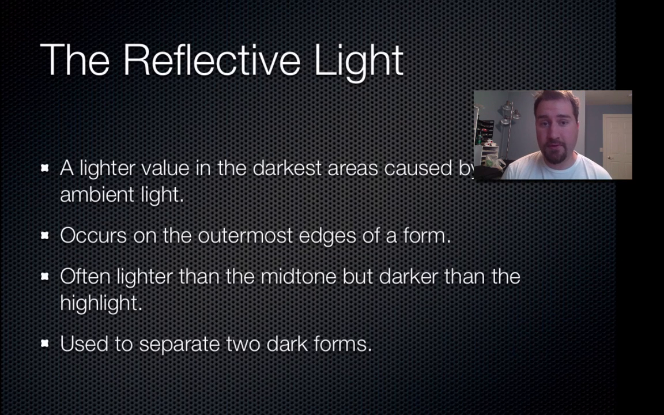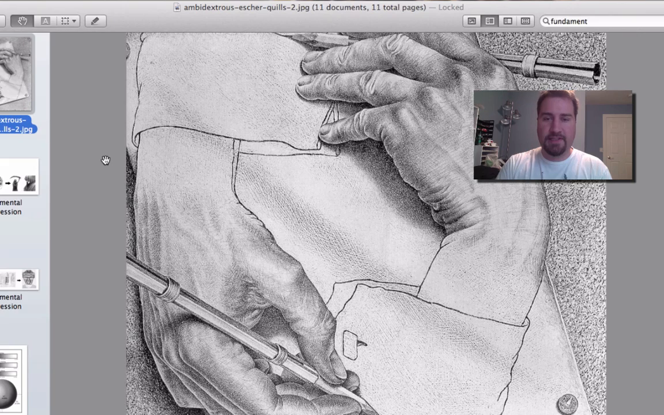Oftentimes, they're also used to separate two dark forms. If you took two dark forms in your drawing, stuck them side by side, they would blur together. They would smear together. You wouldn't be able to tell which one's in front and which one's behind. That's where reflective light comes into play. Let's look and see where we can spot reflective light on Escher's drawing.